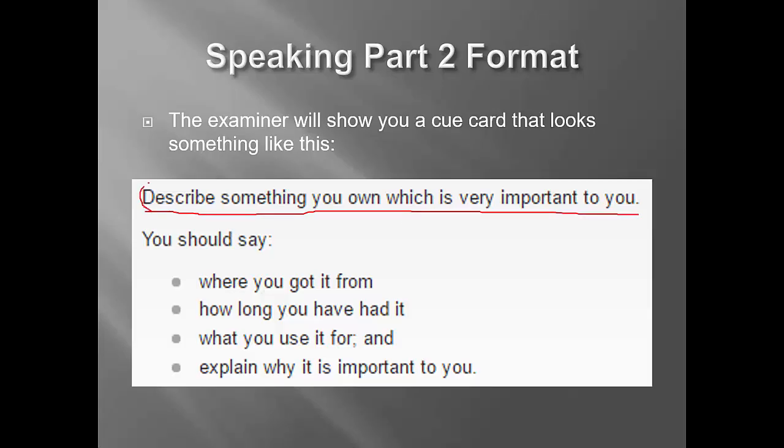So this is the most important part here at the top, and it's always at the top of the cue card, and it could be on any topic, but the bit at the top, the first sentence, is the most important part. And then it says you should say, it's really important that you note the word should, and then there are normally 3 or 4 bullet points, normally 4. It will be normally 3 bullet points and then a last one, and it will tell you what to do for the last one.